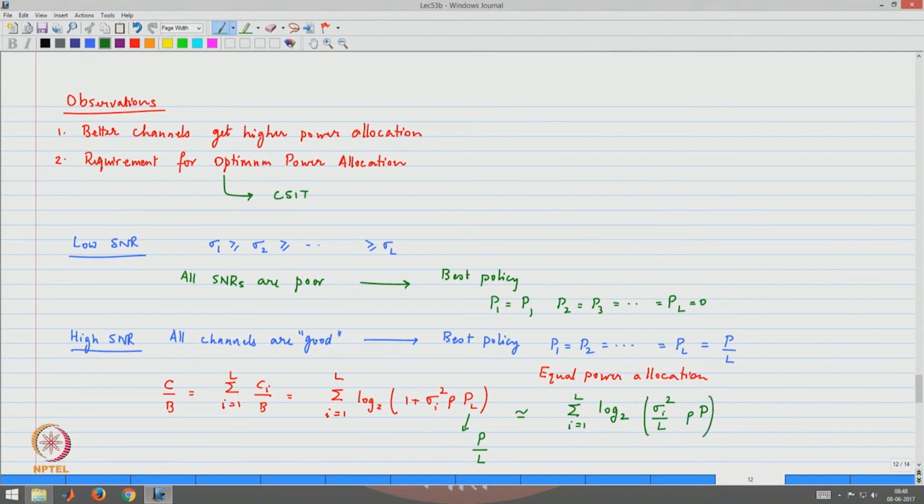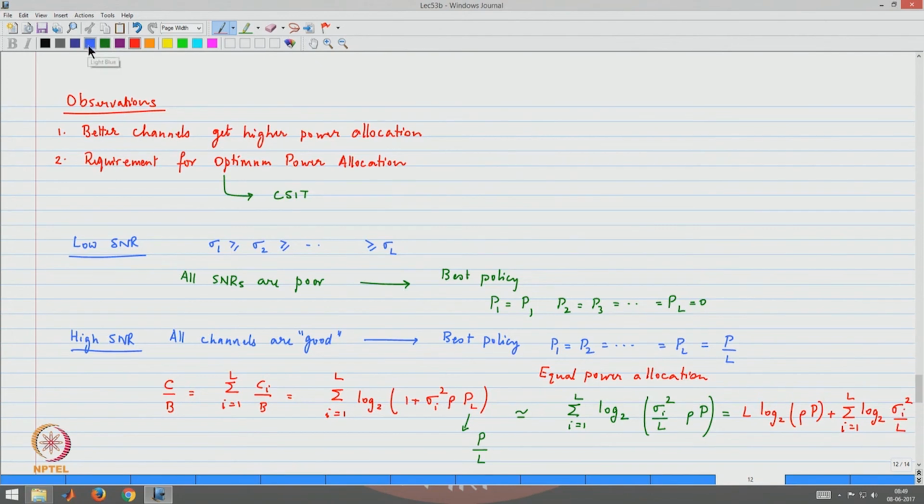Now, a very interesting thing will come out. This can be rewritten in the following form, where we write it in terms of two quantities. The first one is a summation of logarithm of a constant. So, L times logarithm base 2 of the constant, which is rho times P. There are L such terms. So, we get L times this plus summation i equal to 1 through L logarithm base 2 of sigma i squared divided by L.